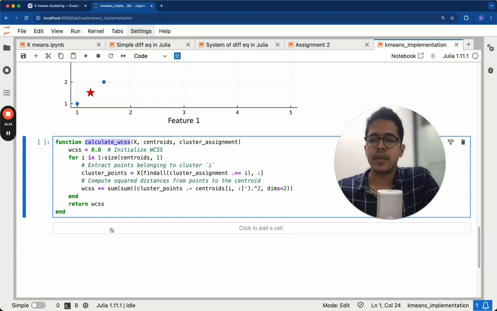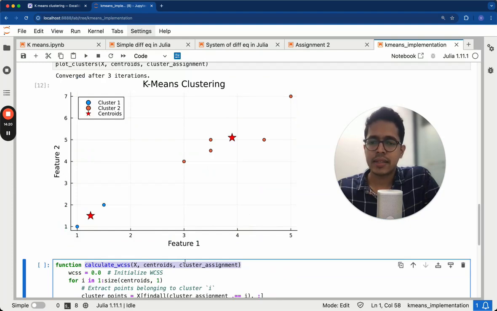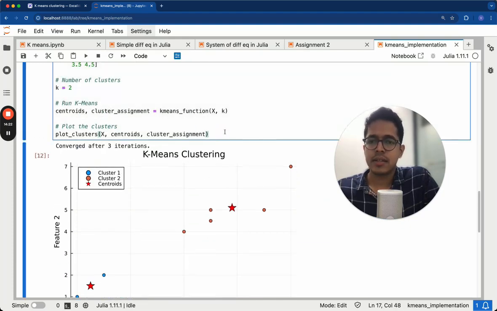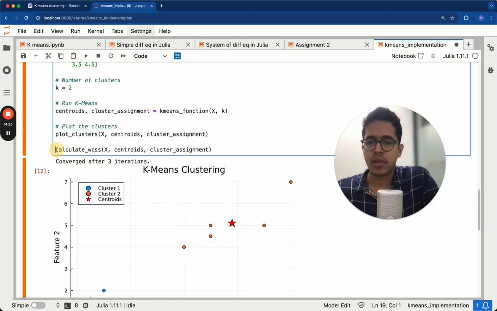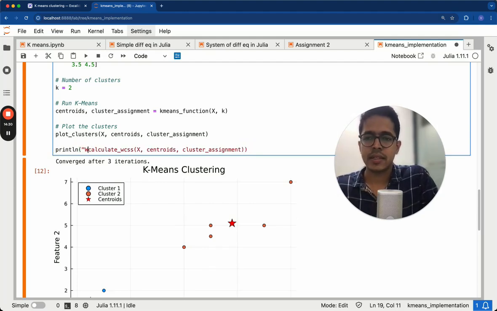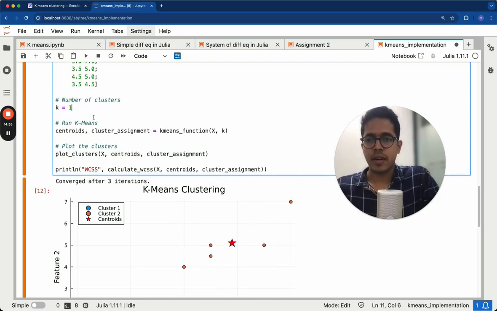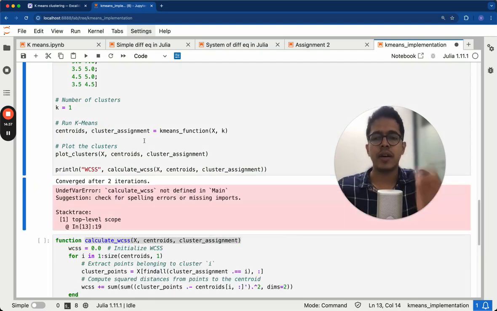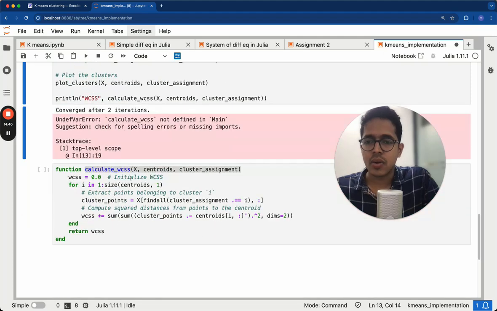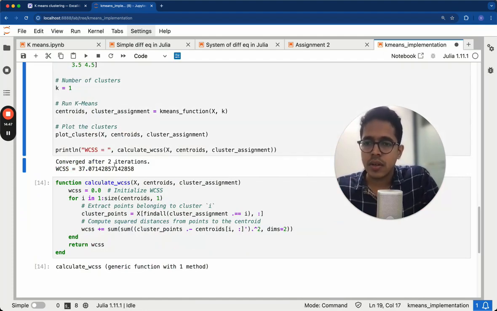So what you can do here is calculate for X, centroid and cluster assignment. We will plot, but we'll also calculate and print the WCSS. We can start with k equal to 1, right? When we start with k equal to 1, WCSS will be highest. Oh, sorry, I have to run this part of the code. Okay, fine. So WCSS equals 37.07, right? When k equal to 1.